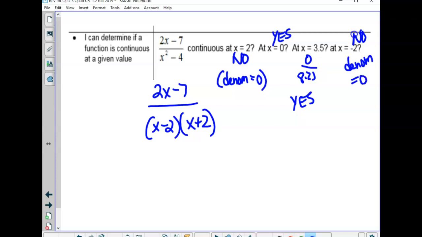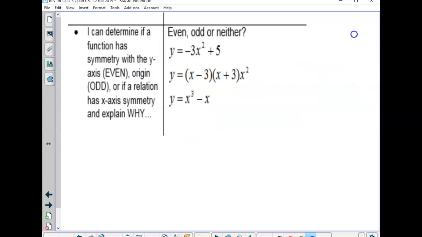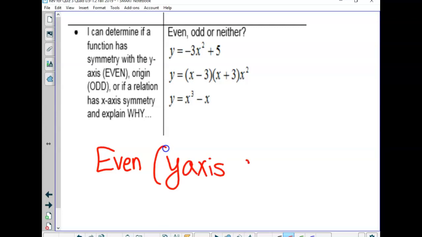What did I miss that I can go back and help with, or a homework question? The next one? Oh, seriously. How could I forget to talk about this? Okay, even, odd, or neither. What does even mean? What kind of symmetry? Y-axis symmetry.